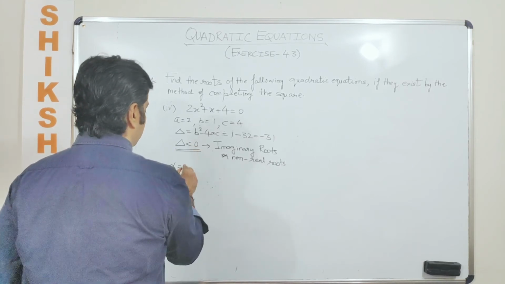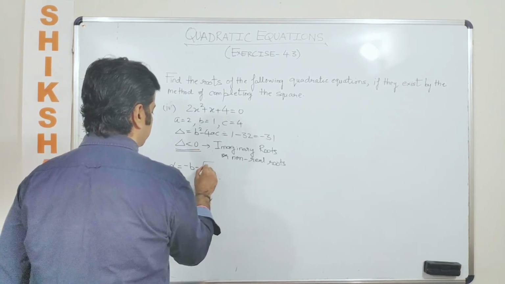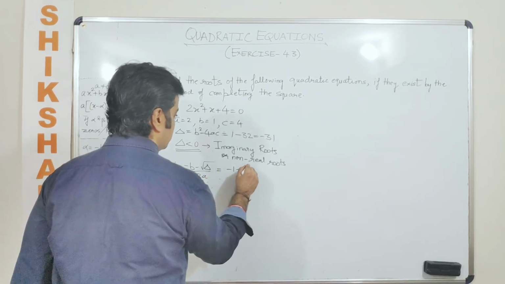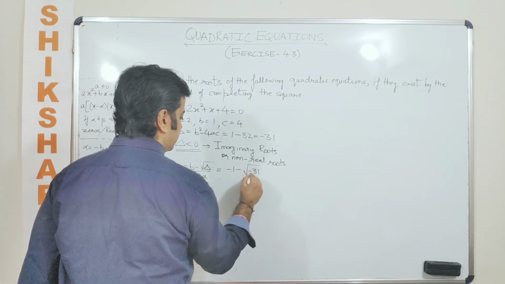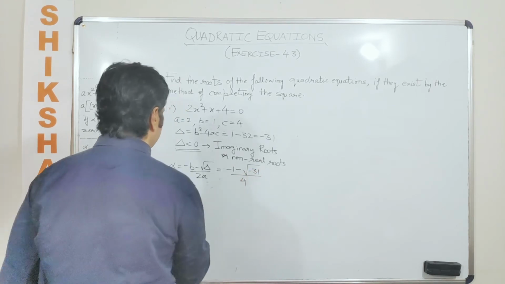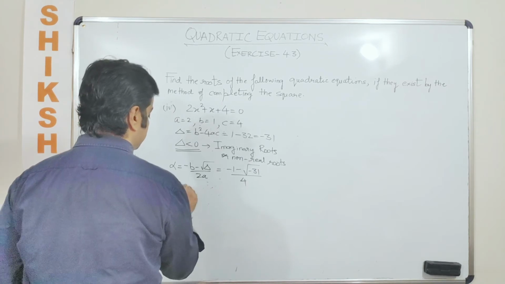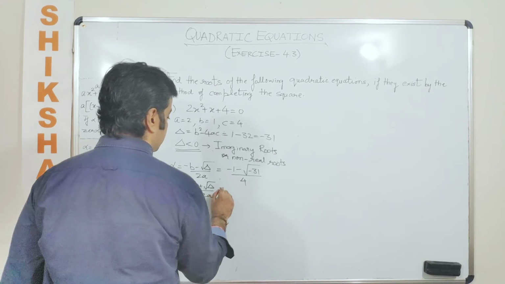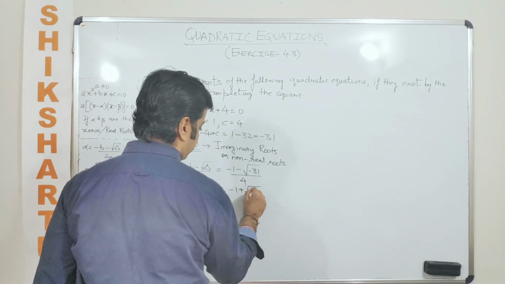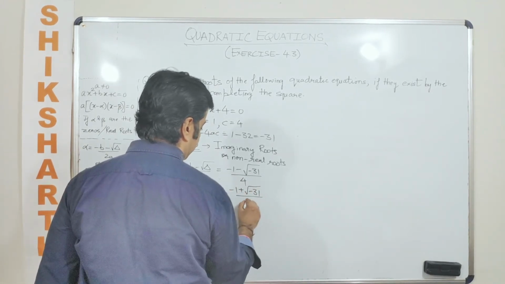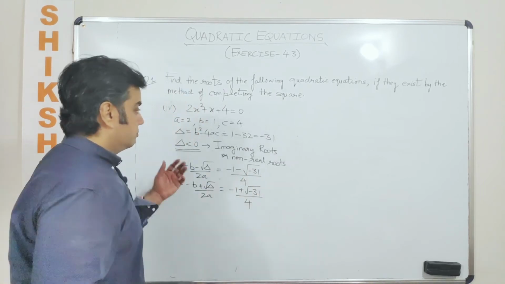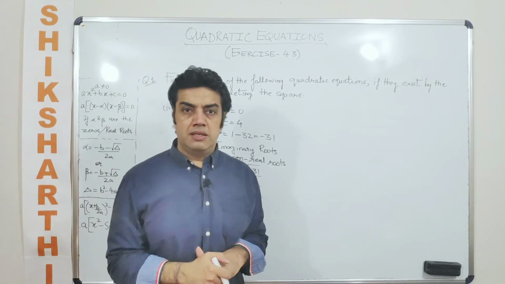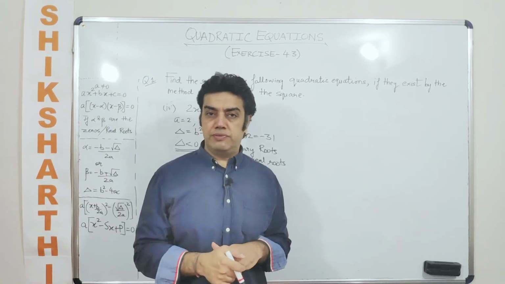So we know that alpha is equal to minus b minus root delta upon 2a. So in one case we are getting minus 1 minus root of minus 31 divided by 4, and the value of beta here is minus b plus root delta upon 2a, which is just like saying minus 1 plus root of minus 31 divided by 4. So is this quadratic equation a perfect square? No, it is not. So let's move on to the next question, which is question number 2.